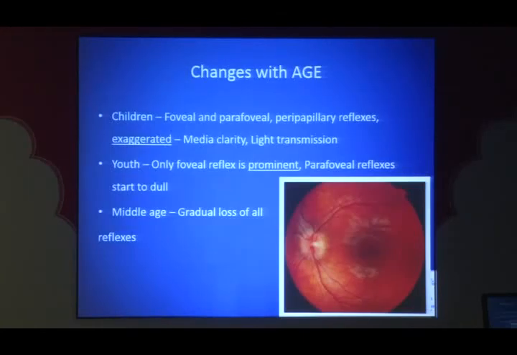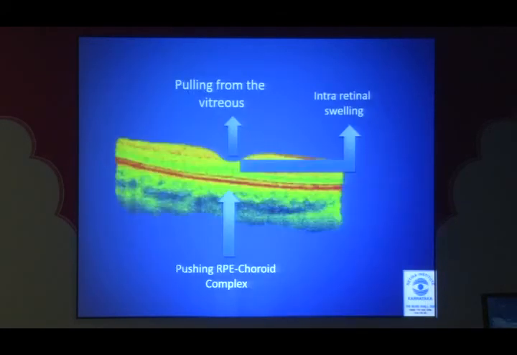Now, what happens with age? With age, as we have emphasized earlier, the foveal, parafoveal, peripapillary reflexes get exaggerated. That's because the media are so clear and the light transmission is so good. In youth, only the foveal reflex is prominent. The other reflexes begin to become dull. And as the eye ages, there is a gradual loss of all foveal reflexes, partly because of the media. Media also become hazy. The lens loses its clarity, which was pristine in the early phase.